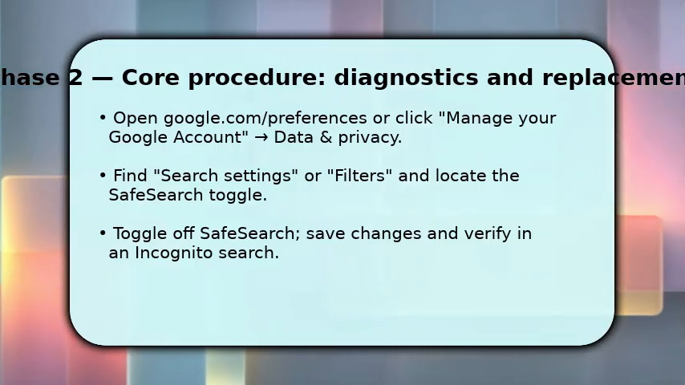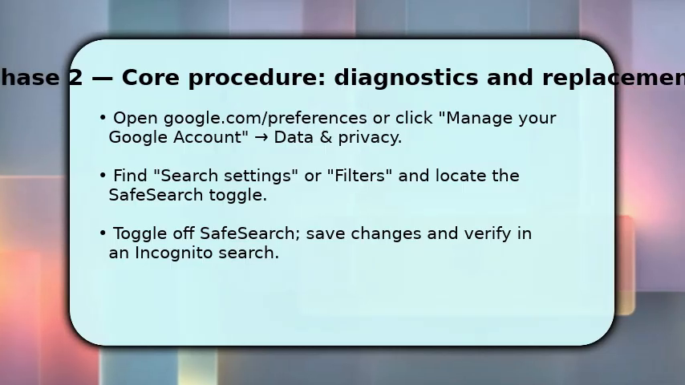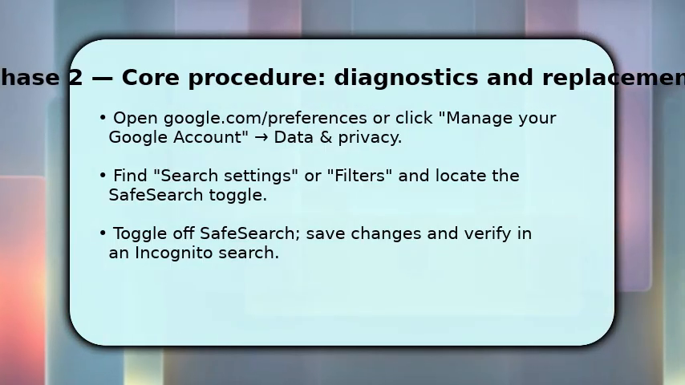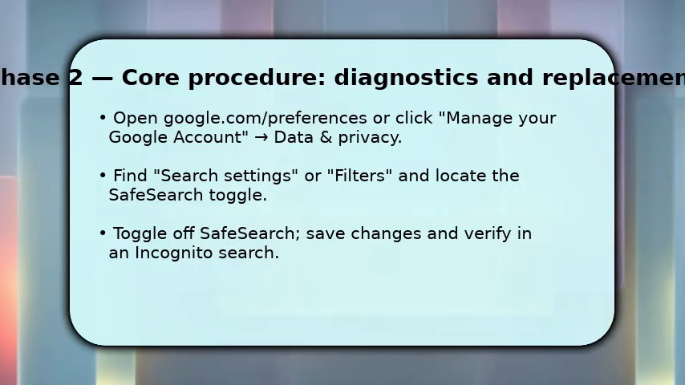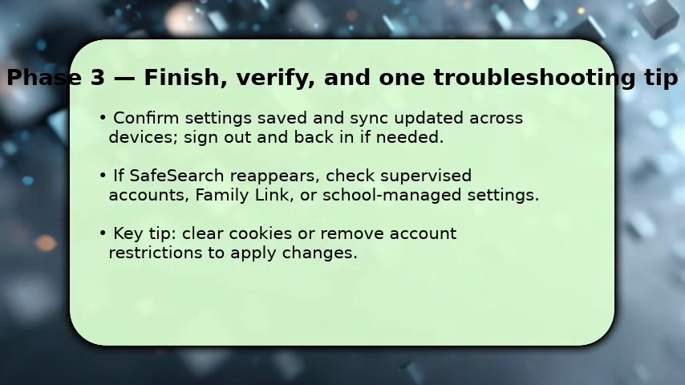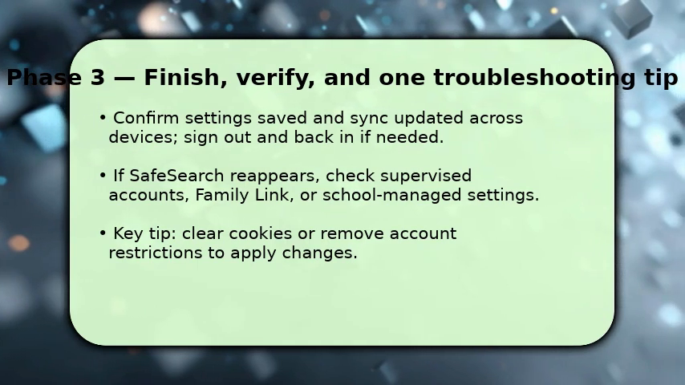After toggling, click Save or Confirm changes. This ensures your choice is stored. To validate, open an incognito window and run a sample search so you can see the difference immediately. Finish by confirming Chrome Sync and Google account reflect the change.